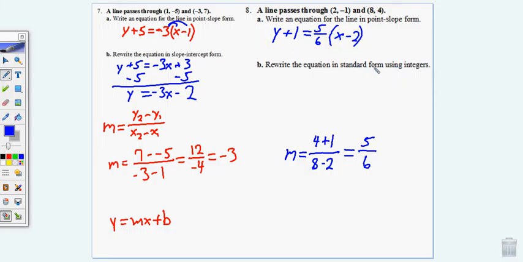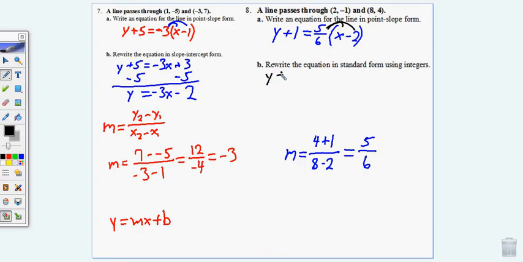So remember, standard form, we need to have x and y on the same side, and we need to have no fractions. Okay, so notice we have a fraction here, 5/6. So we need to get rid of that at some point. First, I'm going to distribute. I'll be using black for this second part, just to differentiate in color a little bit. I need to distribute this.